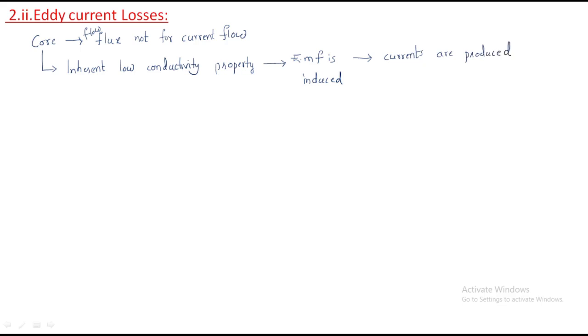Some currents are produced. Those currents are called eddy currents. Generally, the core is used for the flow of flux only, not for current flow, but the core has an inherent low conductivity property. Due to that, some EMF is induced, and due to that EMF, currents are produced. Those currents are called eddy currents.